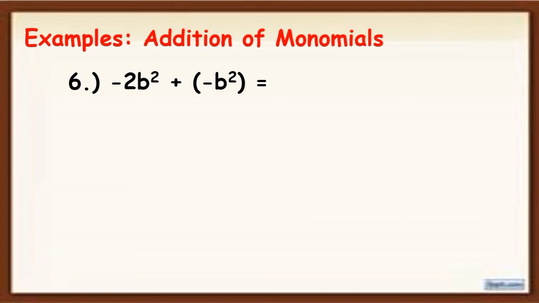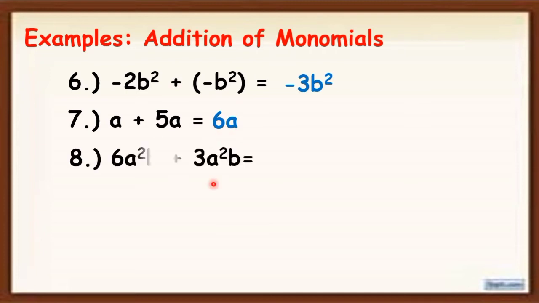Next is negative 2b squared plus negative b squared. Again, remember that there is a 1 in here. So negative 2 plus negative 1 is equal to negative 3. Then copy b squared. So the answer is negative 3b squared. How about if we have a plus 5a? So again, merong 1 dito ha. So 1 plus 5 is equal to 6. Then copy a. So the final answer is 6a.